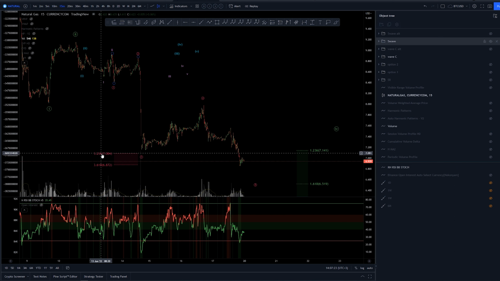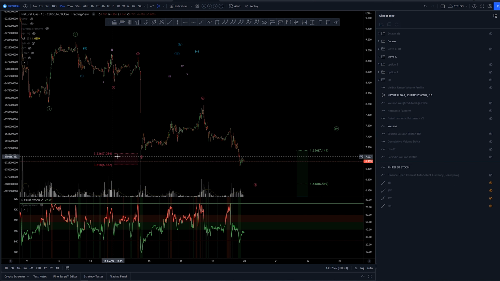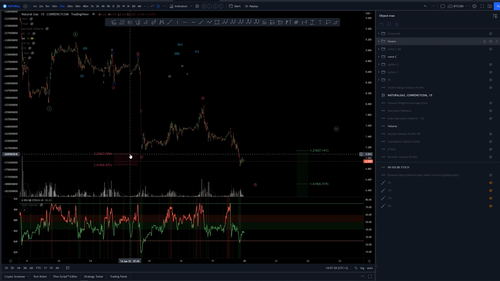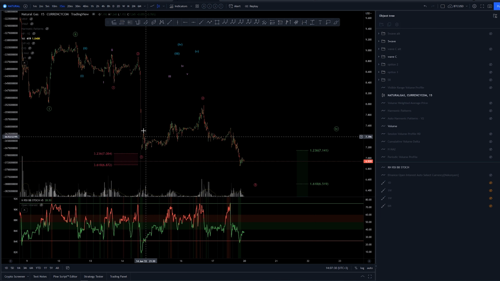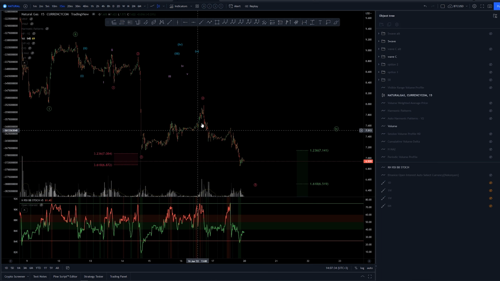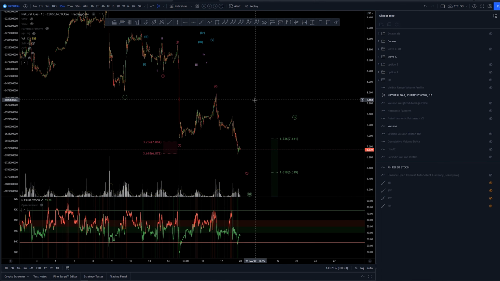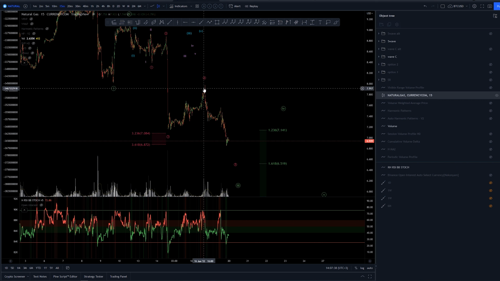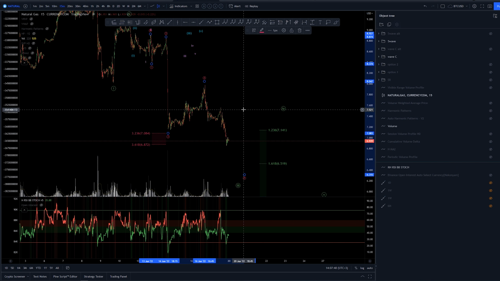It is extended here around the 3.236 extension of the wave 1 for the wave 3. Then we would have some kind of 3-way structure here into wave 4, and now we would be looking to complete this structure here for the wave 5.